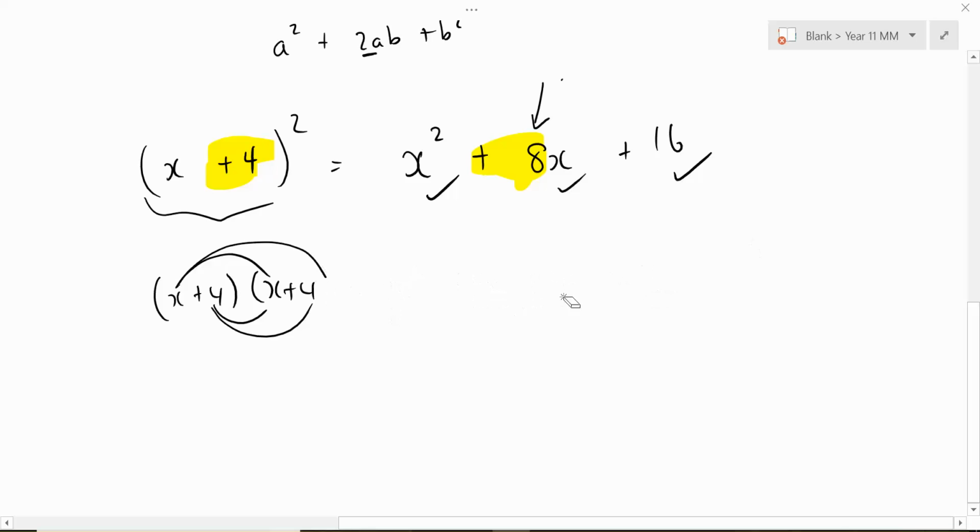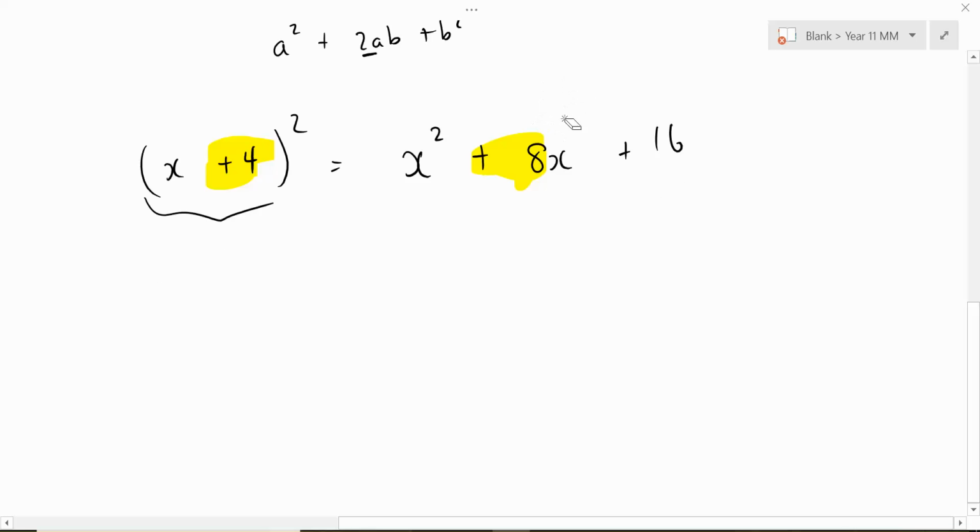Okay, so what I'm more interested in, the skill that you're meant to be able to do, is to be able to see this pattern. That if you half this term, if you half the number in front of x, that should give you this value. But once you have that value, squaring that should give you the last term. Okay, that's the pattern. So now if you can keep that in mind, we're now going to do an example.